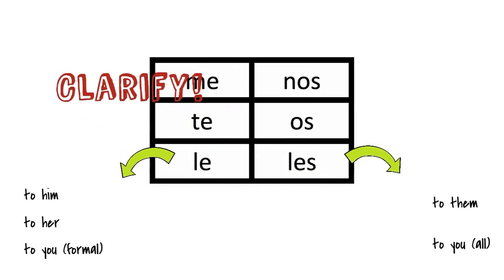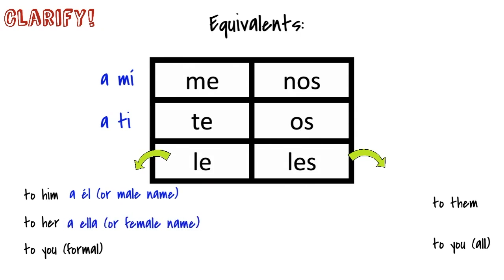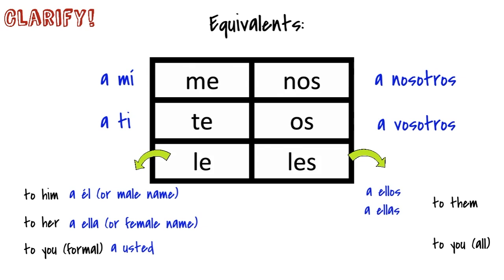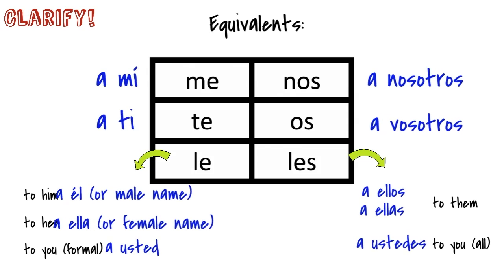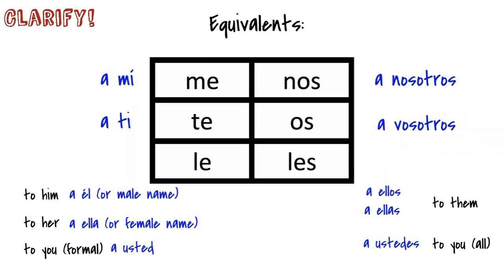Each of the indirect object pronouns we learned earlier has a coinciding equivalent. Have a look at the visual. Me corresponds to a mí. Te goes with a ti. Le is a él, or a male name for to him, a ella, or a female name for to her, or a usted for to you formal. The equivalent of nos is a nosotros. Os is a vosotros, and les is a ellos, or male names, a ellas, or female names, or a ustedes for you all. These blue words can be added before the indirect object pronoun for clarification or for emphasis.